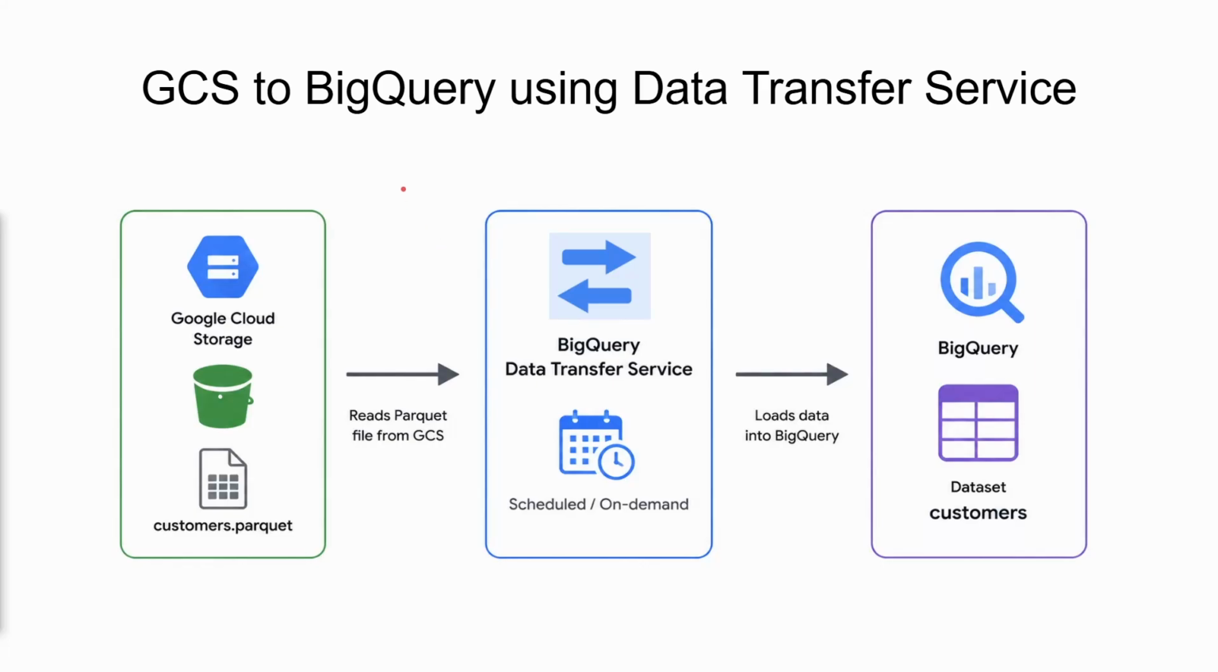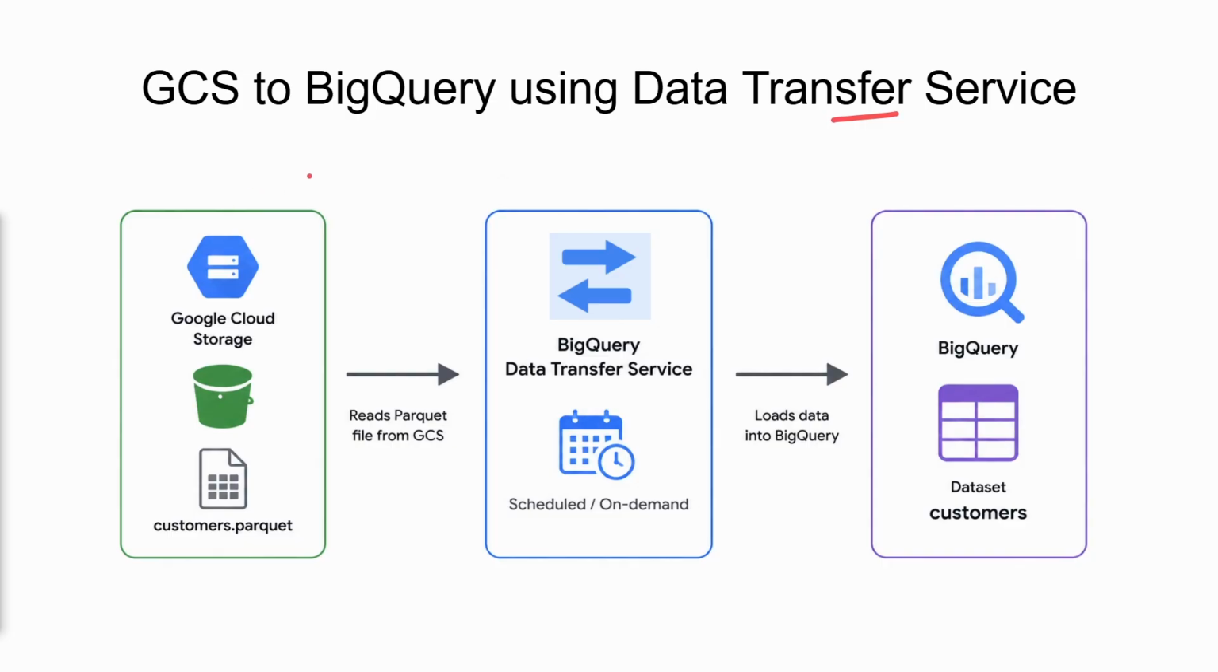In this video, we'll explore how to load data from GCS to BigQuery using Data Transfer Service. First of all, what is Data Transfer Service? BigQuery Data Transfer Service is a fully managed Google Cloud service that automatically loads data into BigQuery. As I said, it is fully managed and serverless, and also it's zero code. We just configure the pipeline once, set our schedule, and DTS handles the rest.